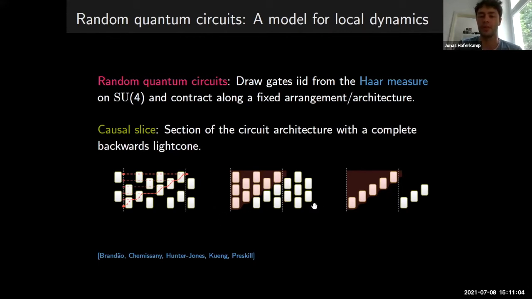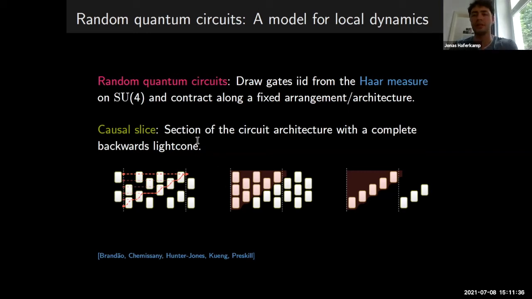This was, for example, also proposed to consider in this paper by Brandão, Chemissany, Hunter-Jones, Kueng, and Preskill. I just want to point out that this is really what got me interested, at least, in working on this problem. Later I'm going to talk about what they prove. They actually prove some very interesting complementary results to ours. Because now is as good a time as any to introduce this notion, and we are going to need it.